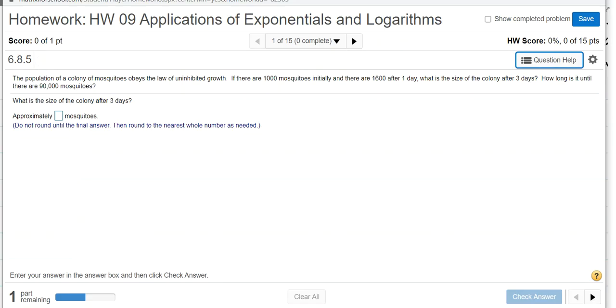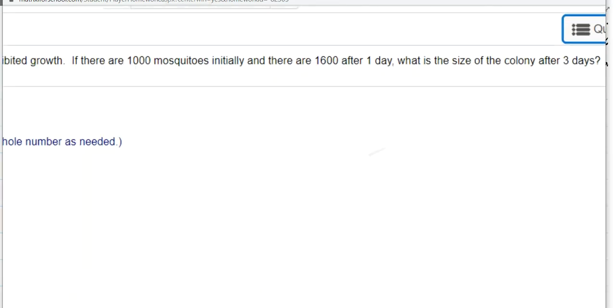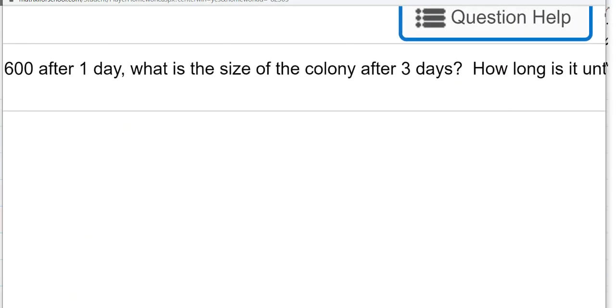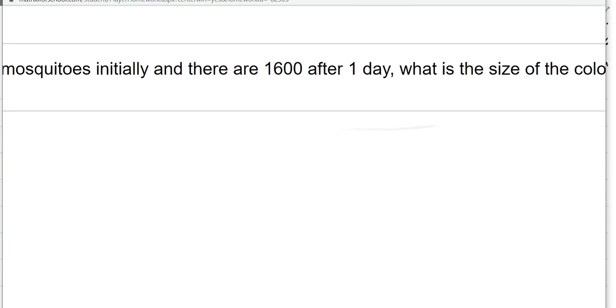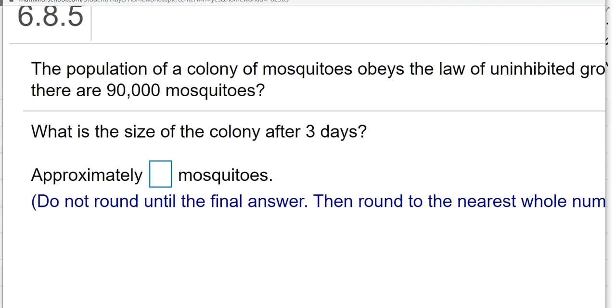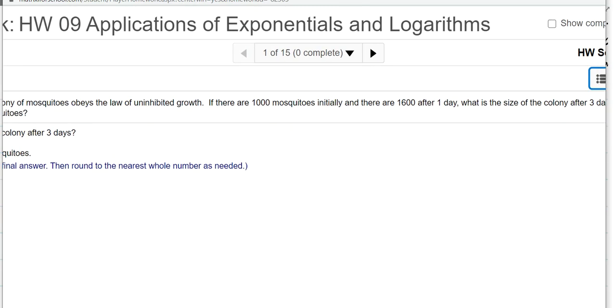So let's take a look at this first problem here. This is question number 1 out of 15 on homework 9, the applications set. We have a population of mosquitoes, and the growth of this population obeys the law of uninhibited growth. There are 1,000 mosquitoes initially, and there are 1,600 after one day. I don't know if you all can read that, so I'll zoom in here. What is the size of the colony after 3 days, and how long is it until there are 90,000 mosquitoes?